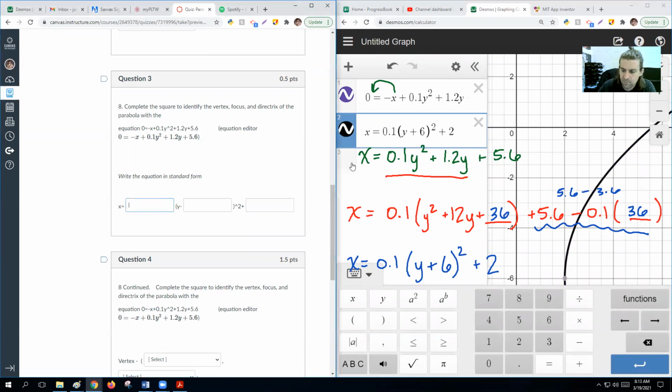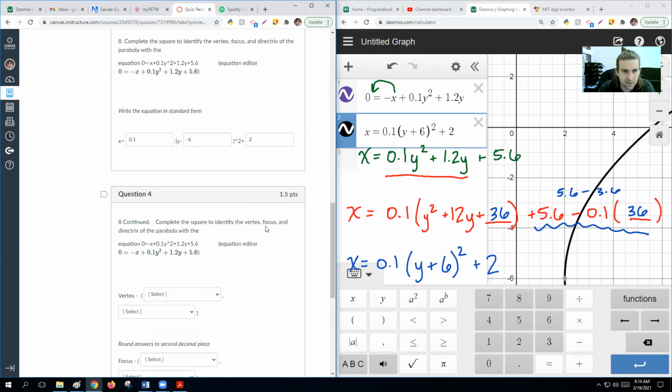All right, so we got a 0.1 in the blank here. Now this is y minus, so if we have a plus 6, it's going to have to be a negative 6. And then our plus 2, which is okay, 2.